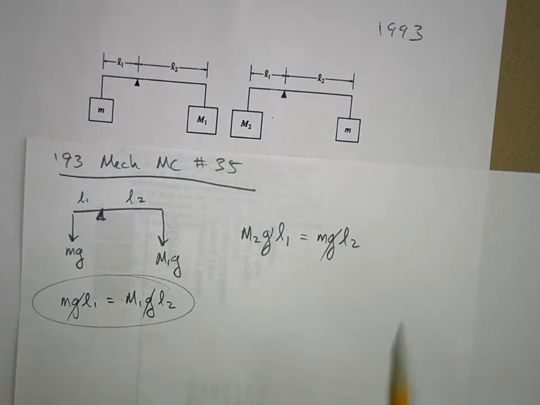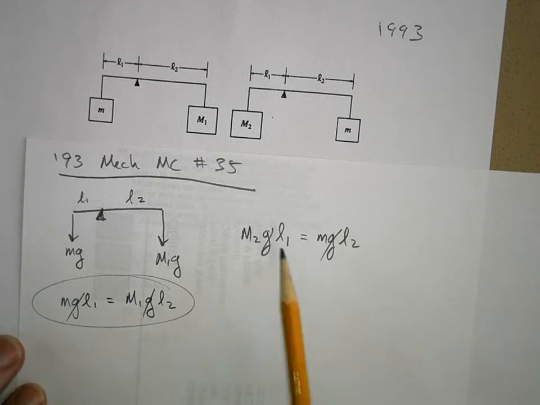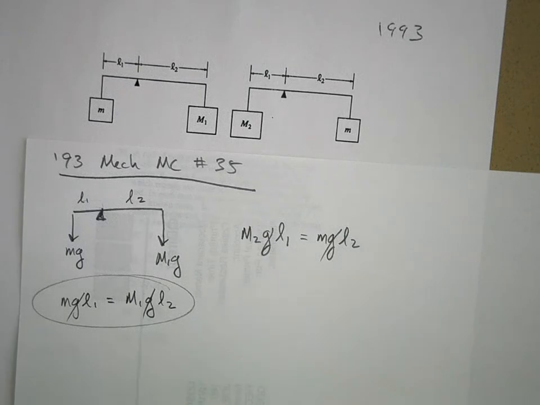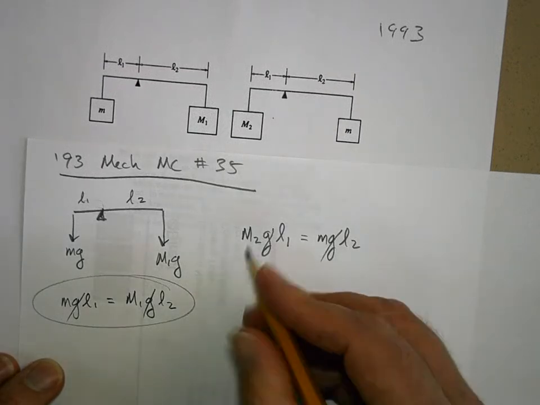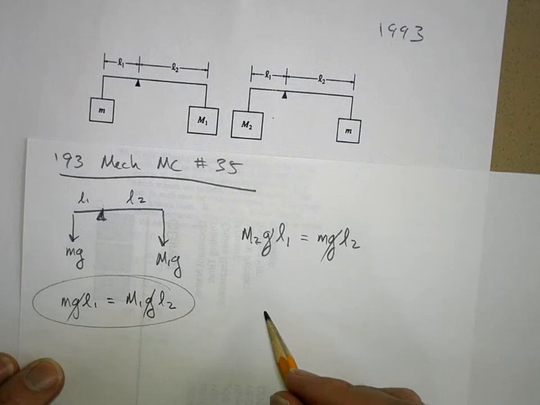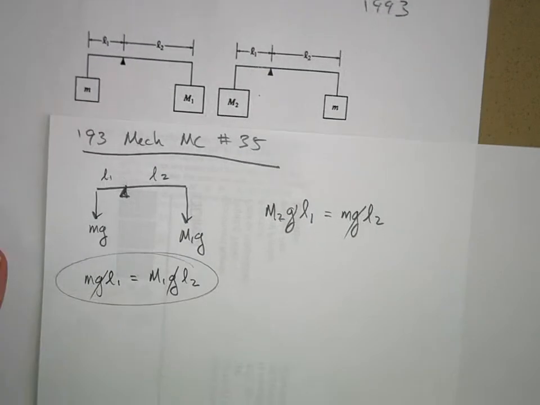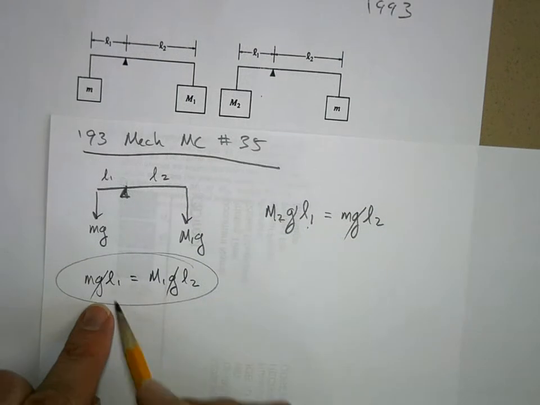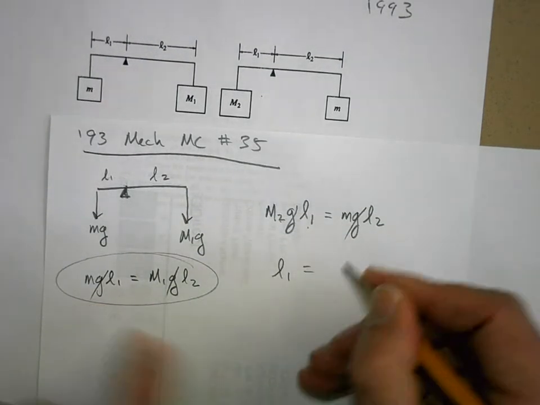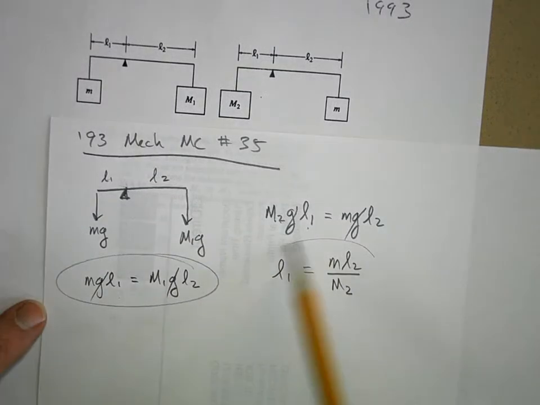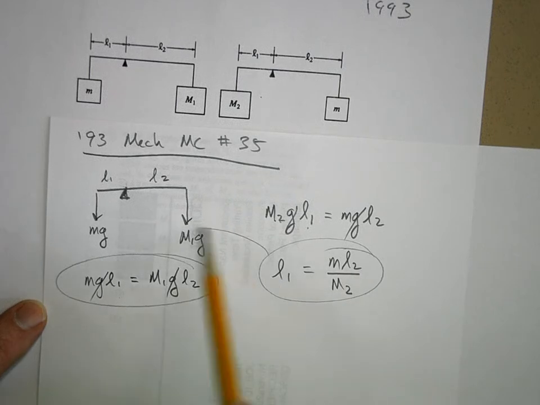And what do I want to solve for? I want to solve for M. So what I'm going to do is solve for L1, and then I'm going to plug it in here. So L1 is equal to M L2 over M2. And now I'm going to plug this in here.